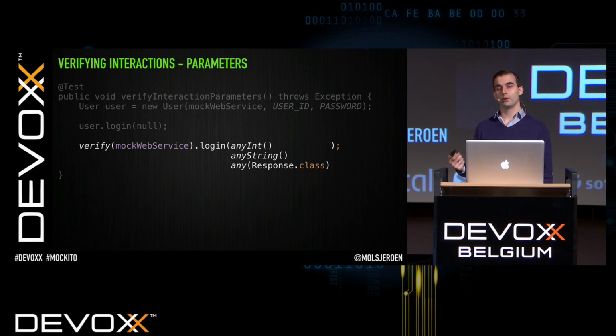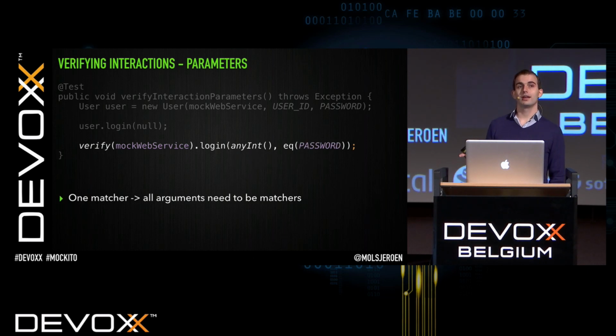And why is it important to know what a matcher is? Because if you use a matcher for one argument, you need to use a matcher for all of the arguments. So here, if you say Mockito verify that the login method is called, and the user ID can be any integer, then you need to wrap the exact password with an equals matcher. It sounds a bit artificial, and that is because it is artificial, but don't worry too much about it, because if you don't do this, Mockito will throw a friendly warning reminding you that you should do this.